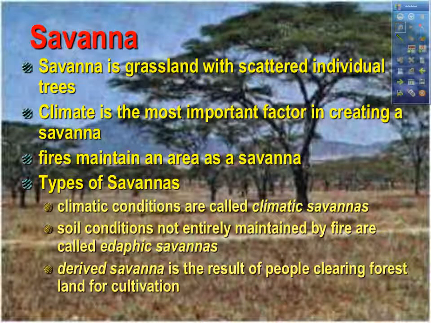So let's look at the savanna first. Savanna is the one with the scattered individual trees. This is where you picture Africa when you think of savanna. The climate's the most important factor. Fires maintain an area, so fires kind of reset different places in a whole savanna over time and will renew the soil, renew the grass, and start that secondary succession up again. So there's a few different kinds of savannas that I'll just want you to recognize, the climatic, the edaphic, and the derived. I wouldn't go into too much detail on them. So just kind of recognize it in case somebody asks you a question about it, but I wouldn't stress too much about being able to differentiate.